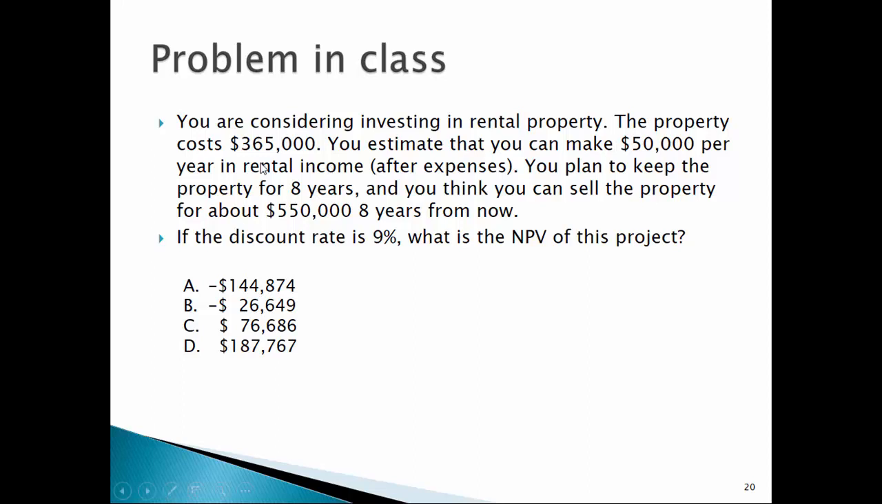If I'm using the cash flow button here, obviously cash flow 0 is minus $365,000. Now, you're going to get 8 cash flows of $50,000, but remember in the 8th year, you also get $550,000. So using the cash flow button, I would say that I get 7 of $50,000, and then in the 8th year, I get $600,000 because I get the last $50,000 plus I sell it for $550,000. So I'm going to put cash flow 1 is $50,000 and then FO1 is 7. And then cash flow 2 is $600,000.